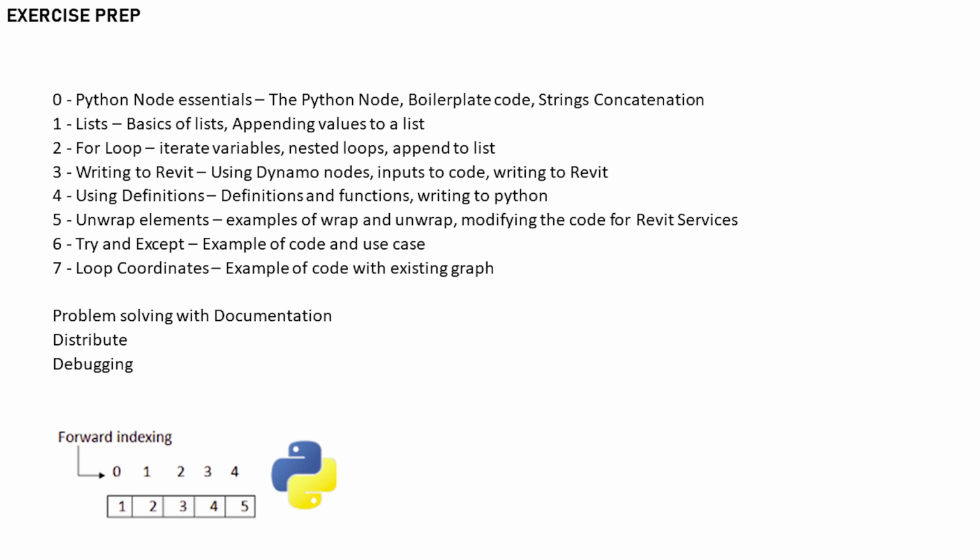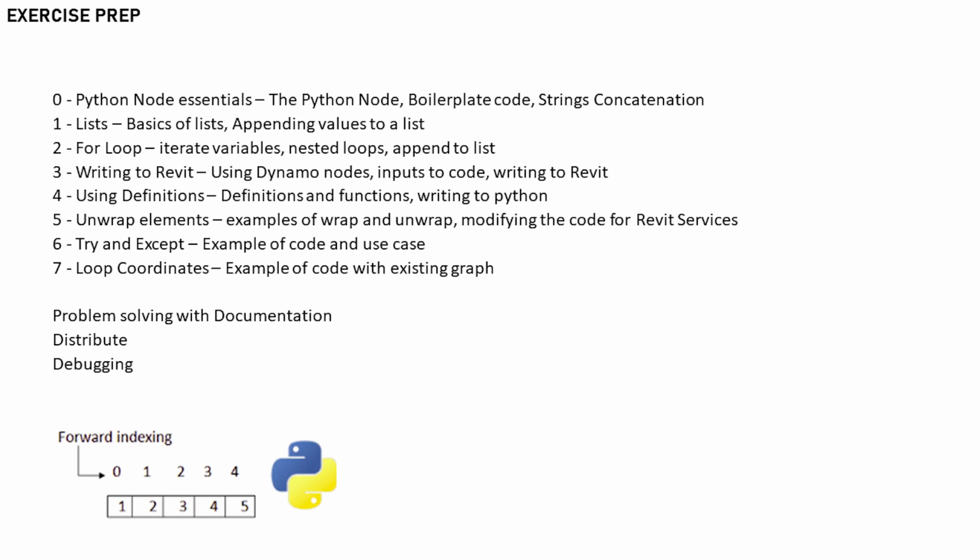Basically, it's going to be the basics of the Python node, the basics of lists, the basics of the for loop, writing stuff to Revit, using definitions of functions, unwrapping, which has a lot to do with the API, and try/except, because I think that's useful code. It's similar to what you've done with try/except in Python. Then looping through coordinates in an existing graph, and some problem solving. The key ones I want to look at are using the existing graph and unwrap, which are pretty relevant, and hopefully we can do most of the first four, and if I have to sacrifice a few, oh well.